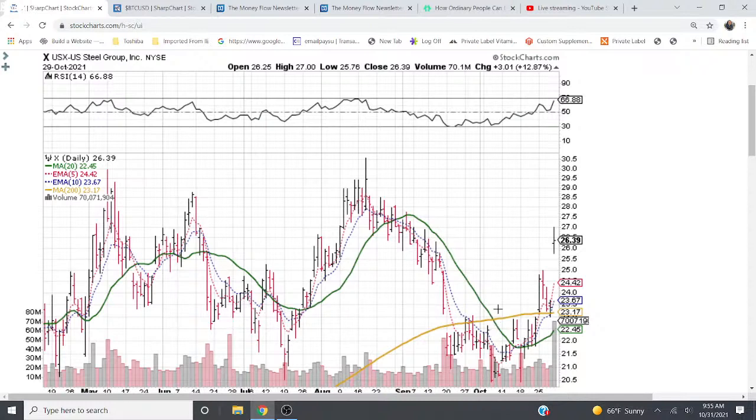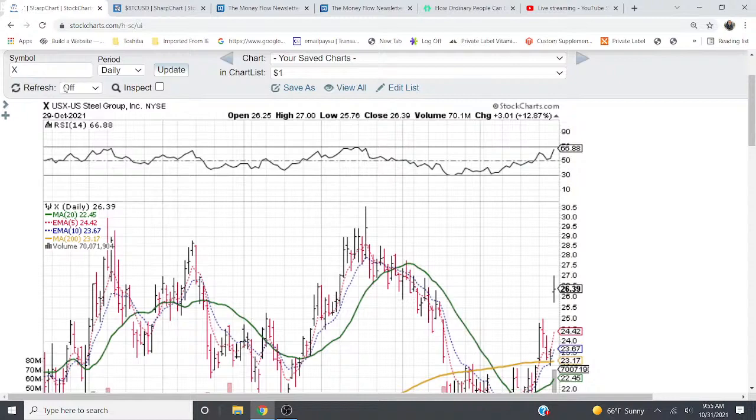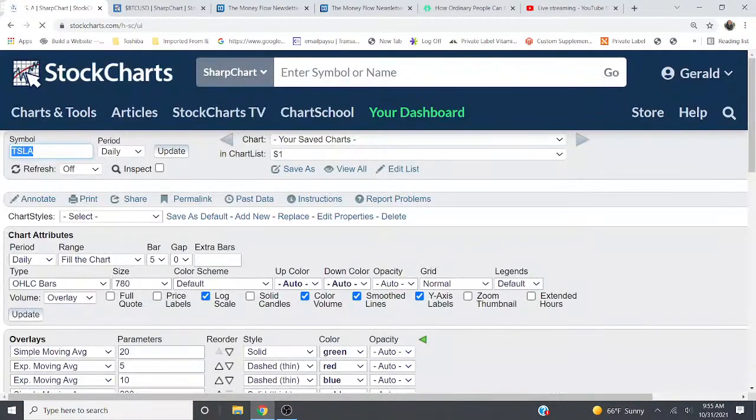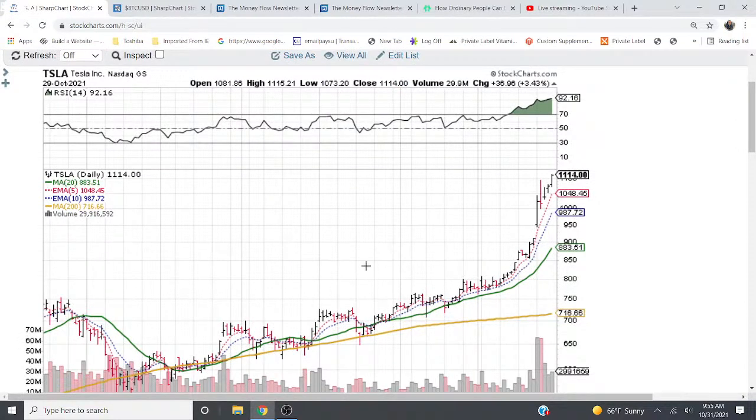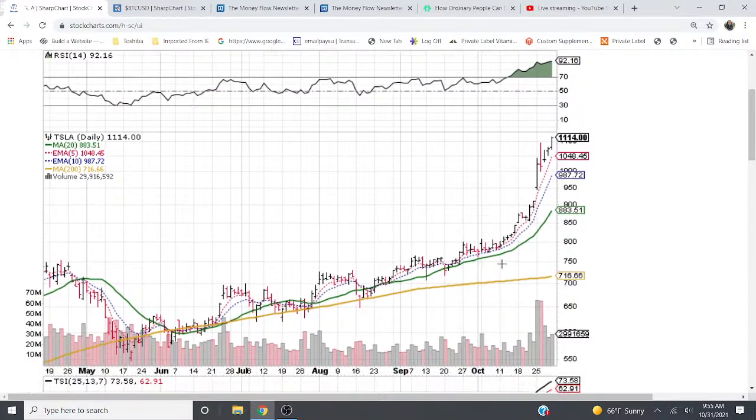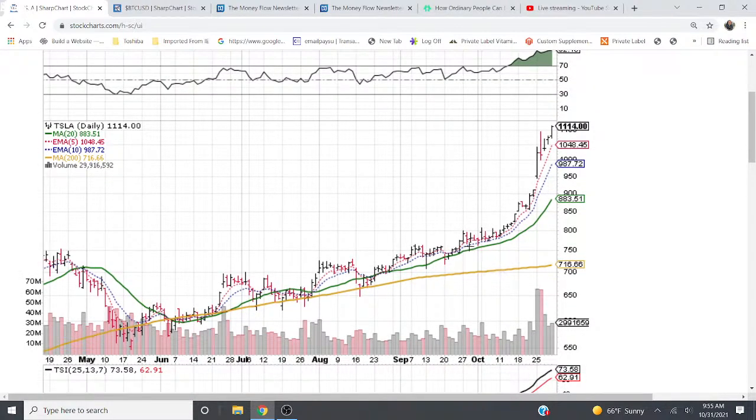So let's say you're in Tesla right now. If I was in Tesla right now, I'd be trimming some. I'm not in Tesla though. But what would you do? Nothing. Once you trim it, just let it run. There's nothing to do. Look, price, look at it. It's been this way for a while. 5, 10, 20. There's nothing to do here. You just let it be, man. Just let it go. Let this thing just keep running. Take a little off and then just let it run.